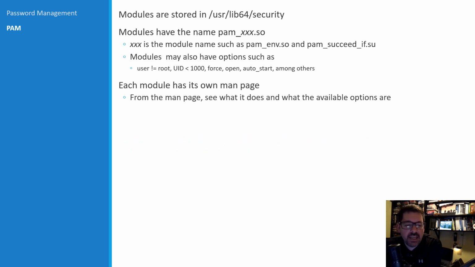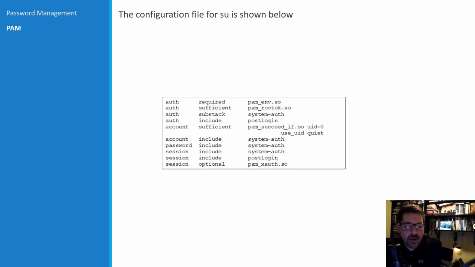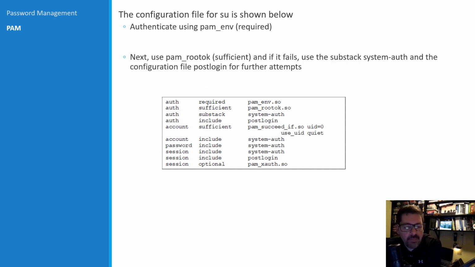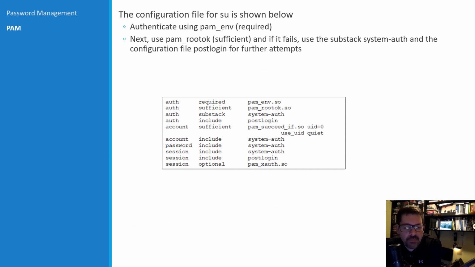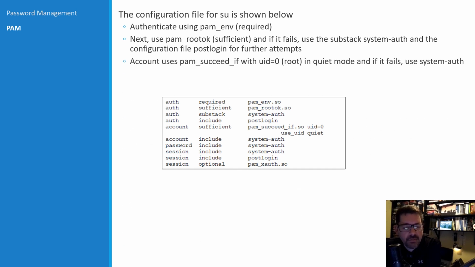So let's take a look at an example of a PAM file. This is the configuration for the su command. When using the su command, it's going to authenticate using the PAM environment, and that's required. So in the authentication stack, it's going to use pam_env, and that's going to be required. And then it can drop to pam_rootok. So it can try that stack, right? And that's sufficient. And then there's a substack with some options.